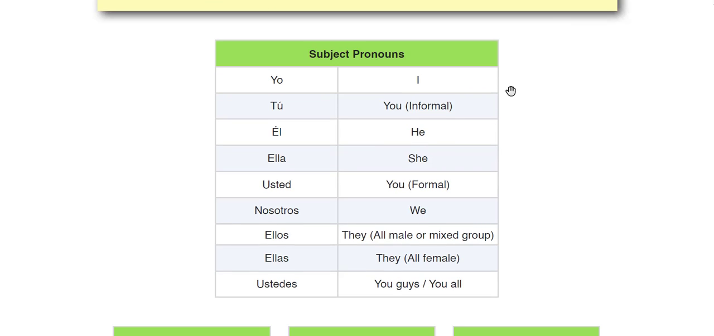Okay? Before we jump into the verbs and their endings, let's look at subject pronouns. And this is important because the pronoun tells us which verb ending to use, right? So this is super important to verb endings. So yo means I. Tú means you, informal. Él means he. Ella means she. Usted means you, formal.